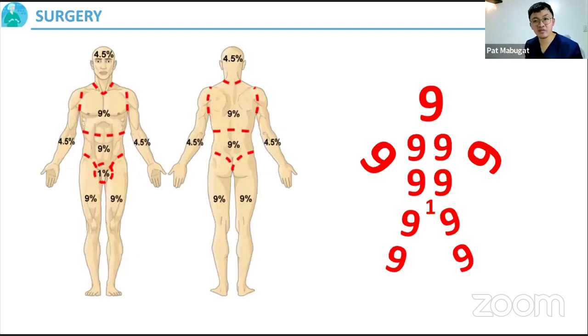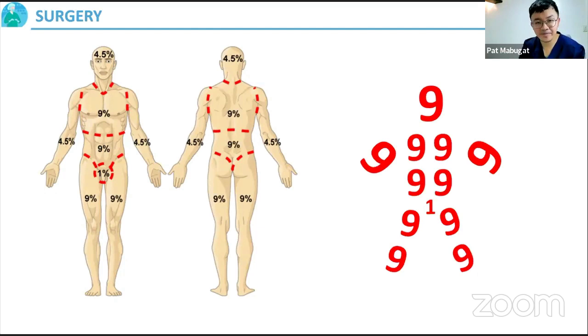For the thighs, 4.5 in the front, 4.5 in the back. For the legs, we have 4.5 in the back, 4.5 in the front, and 4.5 in the back. And you have 1 for the genital area, right? So you can try to draw this, and this has helped me. I don't know if you can memorize the whole image, but this has helped me a few times in burn solving. Right?